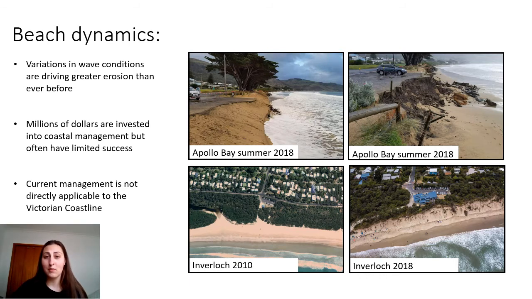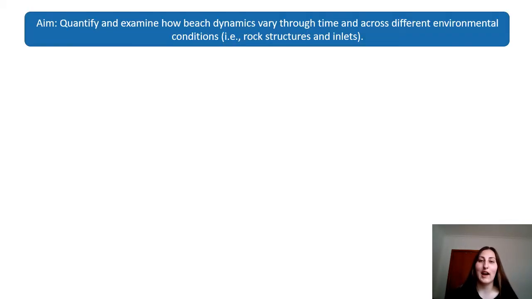As such, to gain more informed management decisions for Victoria, we need to gain a greater understanding of how our coastline operates. To gain a deeper understanding of our Victorian coastline, my research aimed to quantify and examine how beach dynamics varied through time as well as across different environmental conditions, particularly looking at the influence of rock structures and inlets on beach dynamics as they're a prevalent feature of our Victorian coast.